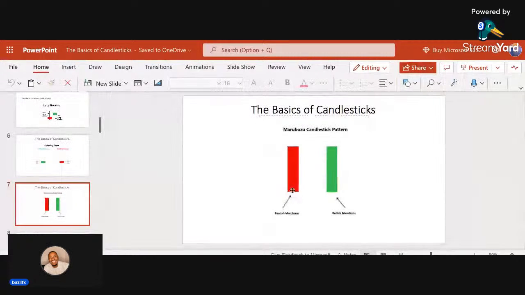Or like totally no wick. So when this appears, you know, okay, total sellers are too many in the market, so price can even continue to go down, or it may reverse and come down.